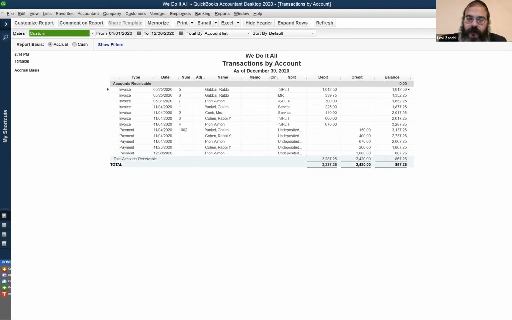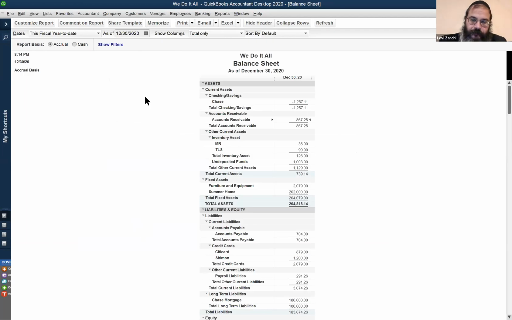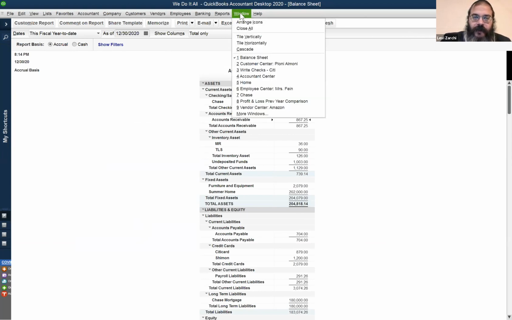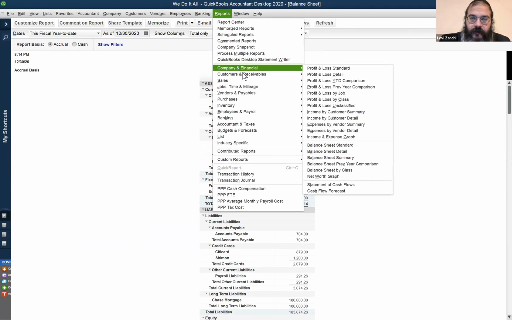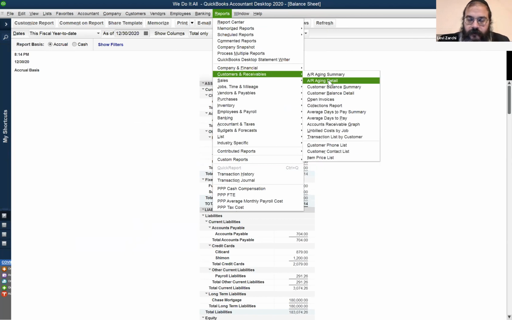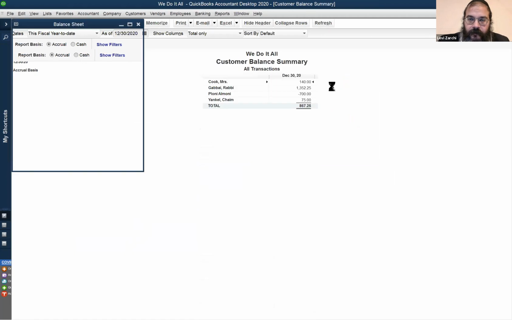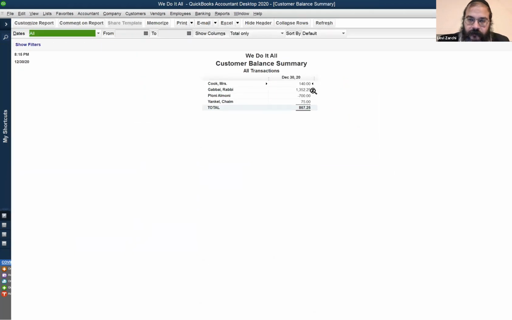But this is not really correct, because in truth, the $1,000 wasn't supposed to be reduced from accounts receivable. Only 300 was supposed to reduce it. And we still have 1567, another 700 to collect. So doing it this way wouldn't do justice to accounts receivable. And you'll see that in your reports, under customers and receivables, customer balance summary, there really is $1,500 to collect. There's the 1352, there's the 140, and there's 75. And so this is not correct.